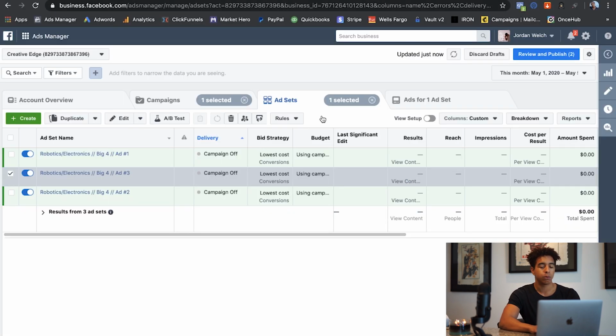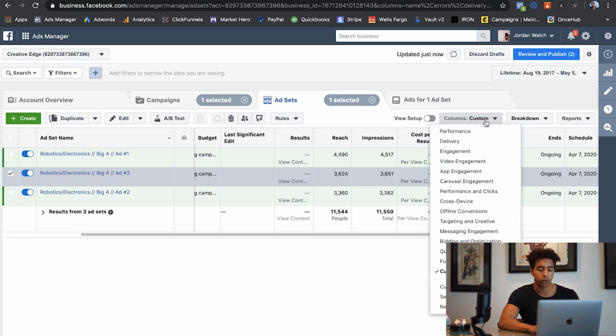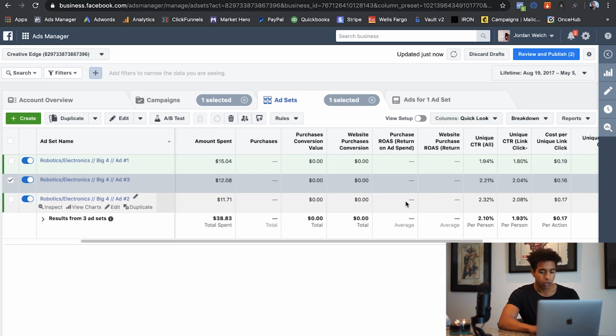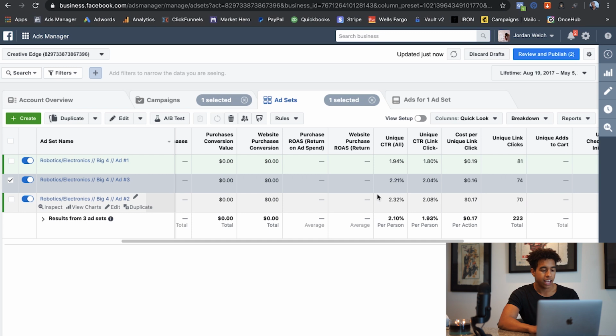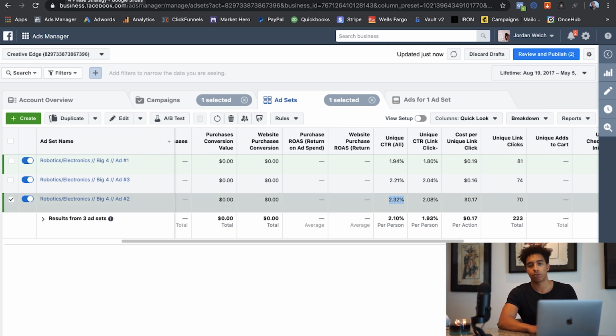If you look at the example we just did and we switch it over to lifetime, you will see exactly what I'm talking about. So you can see we ran this little test, and out of the 3 ads, this ad number 2 did the best. It had a 2.32 CTR compared to everything else. It was higher. It had a higher link click CTR as well, and it was the cheapest cost per link click. So it was our best performer, okay?